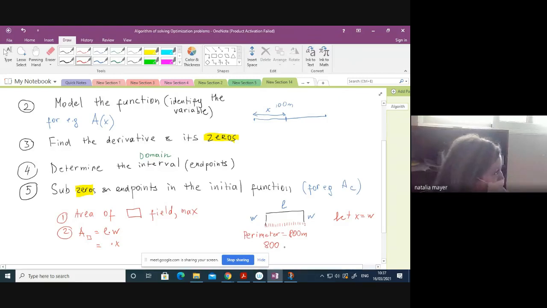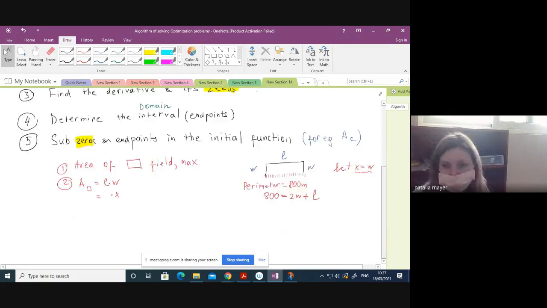Absolutely, you guessed yourself, right? Okay, 2W plus L, right? Now, what is W in our case? X. So it means that 800 equals 2W plus L, and I can replace W with X.